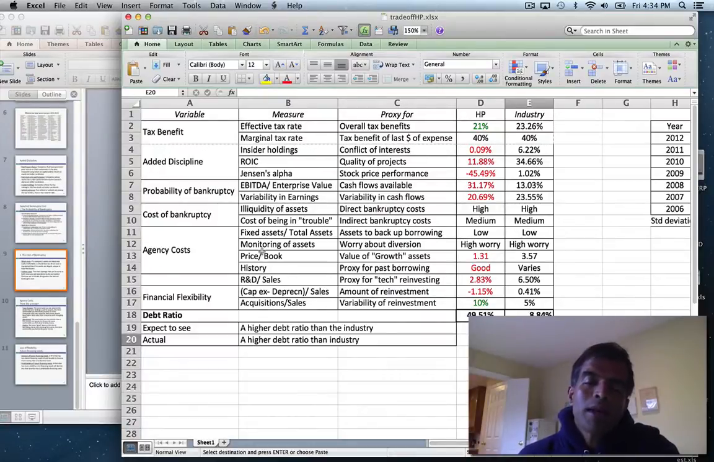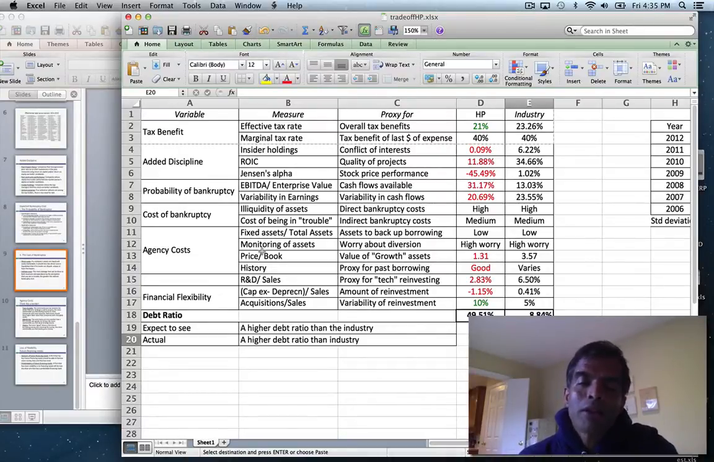And HP has about, if you look at its EBITDA in 2012, it might not be sustainable, its EBITDA was almost 31 cents for every dollar of enterprise value. That's huge. Relative to the sector, where that number was 13%, that suggests that HP has a lot more cash available to service debt than the typical company.